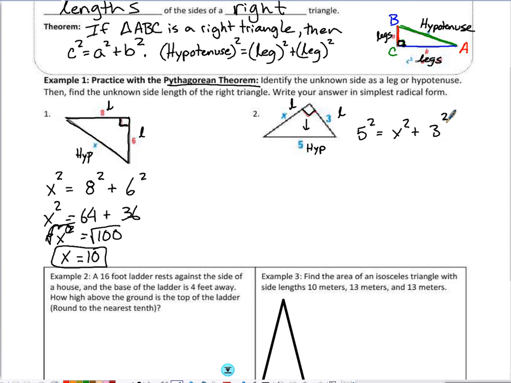5 squared is a perfect square, so that's going to be 25, plus 3 squared, which is 9. In this case, I have a 9 and 25 on opposite sides of the equation, so I need to subtract 9 from both sides to combine like terms. Left with 16 is equal to x squared, and then when I go ahead and square root both sides, I get a value of x equal to 4.